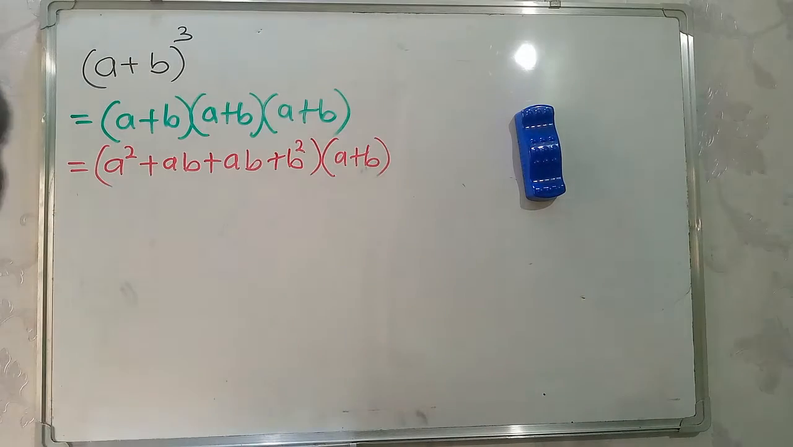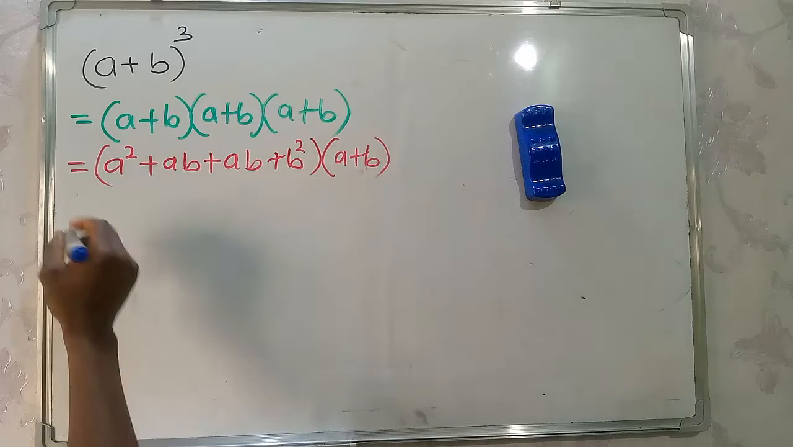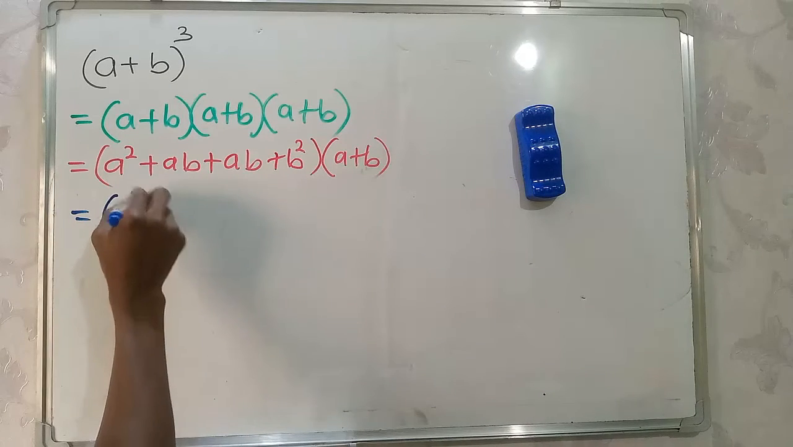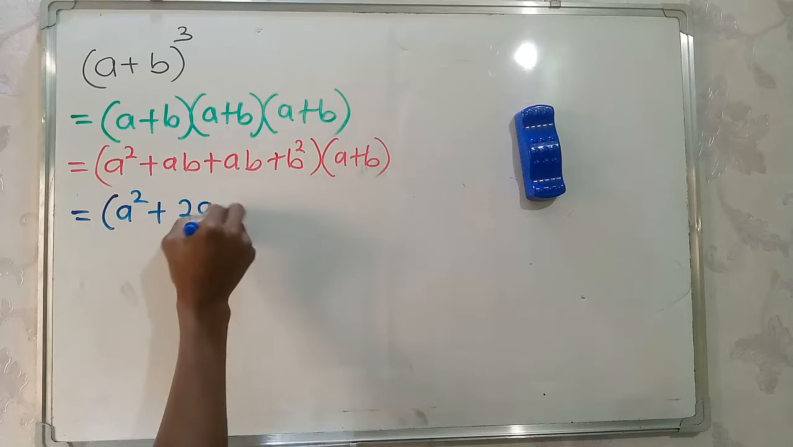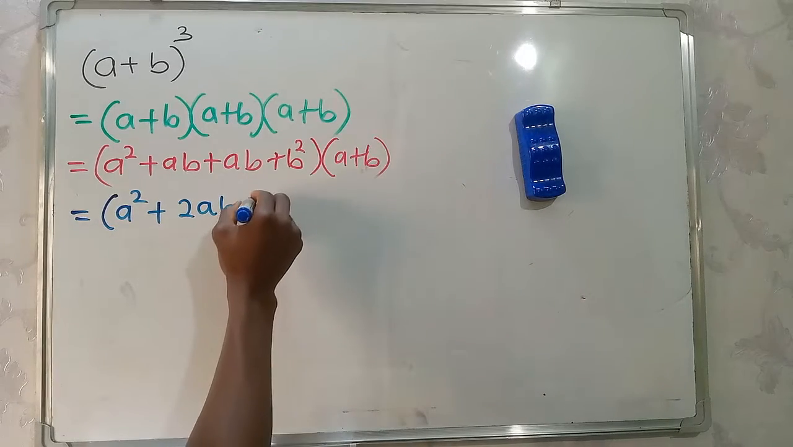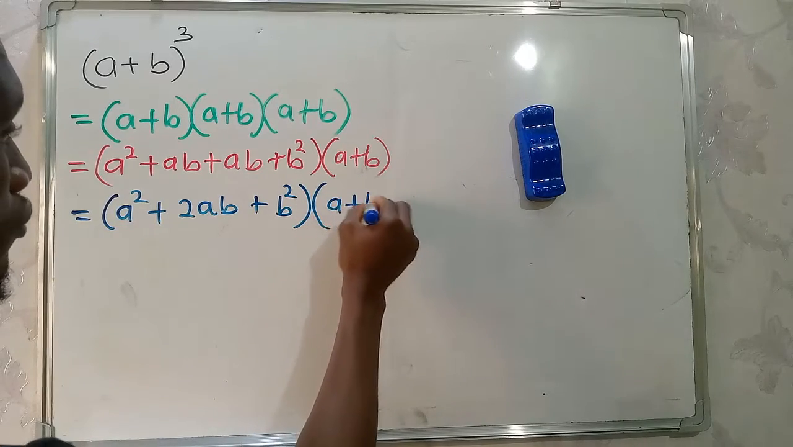Now the next thing we're going to do, if you look at this here and here, they are like terms. So we're going to collect that very like term, and we're going to have a squared plus 2ab, because ab plus ab is going to give us 2ab. Then plus b squared, then multiply by a plus b.